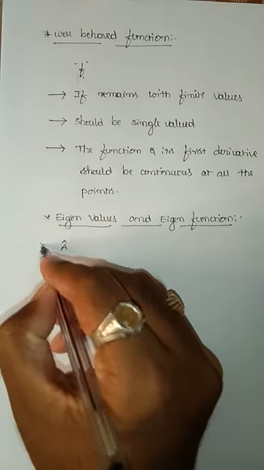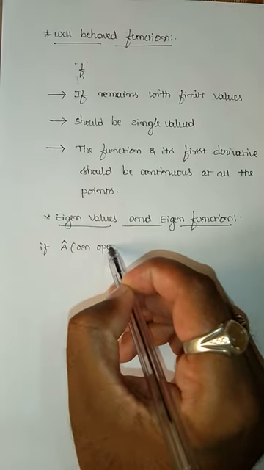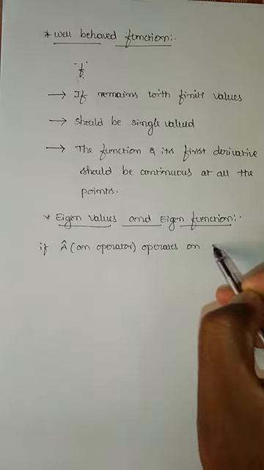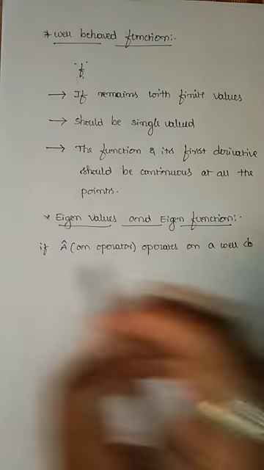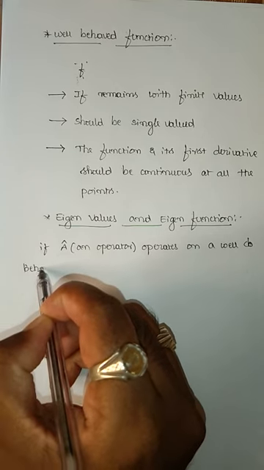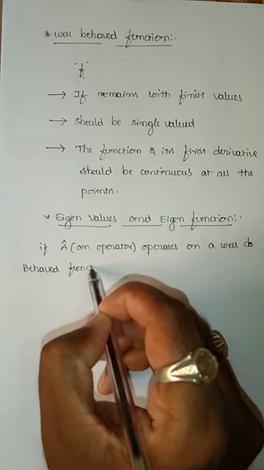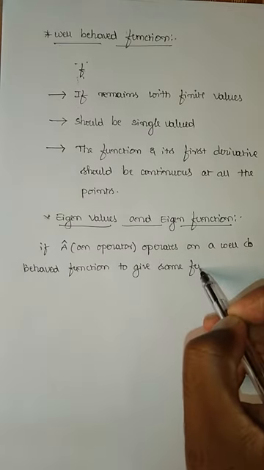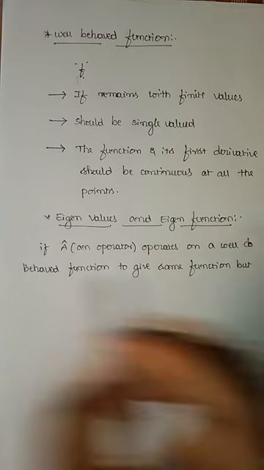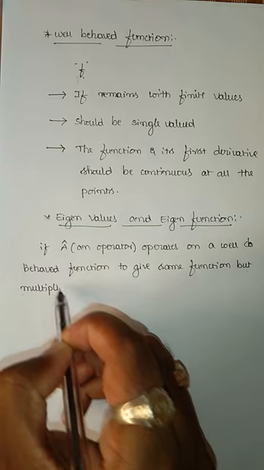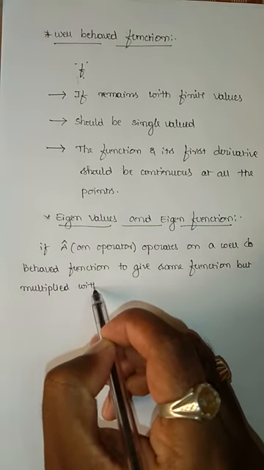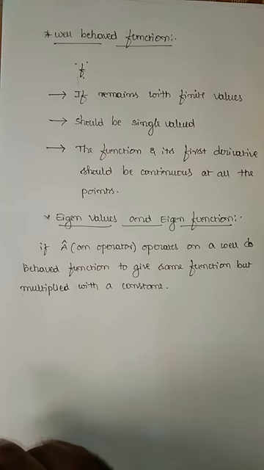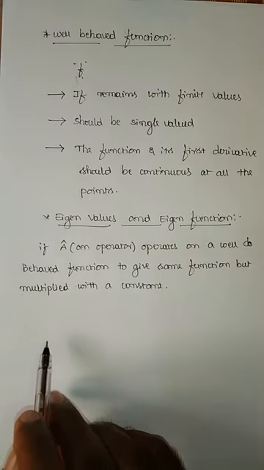So let me say, if an operator A cap operates on a well-behaved function to give the same function, but multiplied with a constant, then such an equation is called an eigenvalue equation.